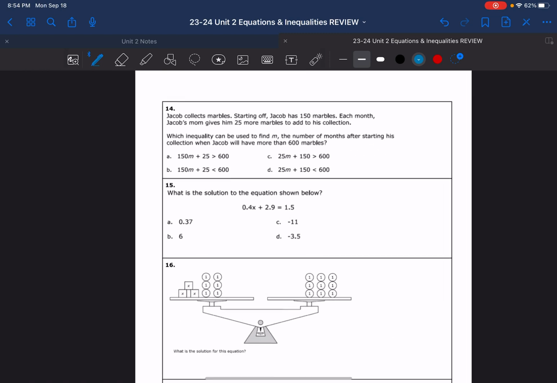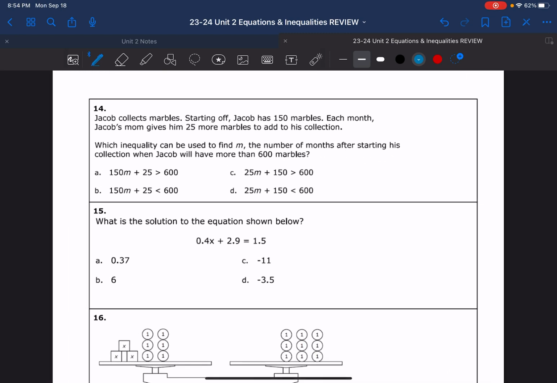All right, number 14 is the same as the other ones we've done. So here, I'm just going to highlight the information I need. Starting off, Jacob has 150. Each month, his mom gives him 25 marbles more. Which inequality can be used to find M, the number of months after starting that Jacob will have more than 600?